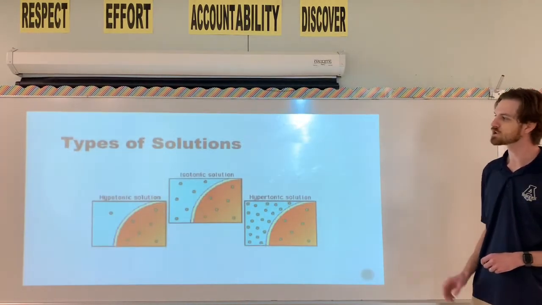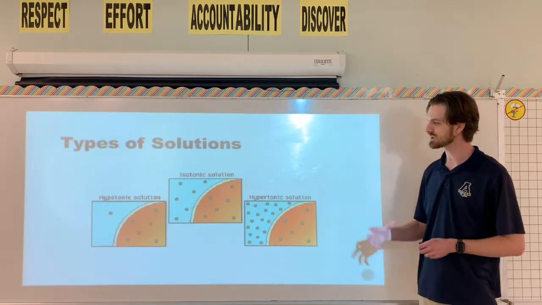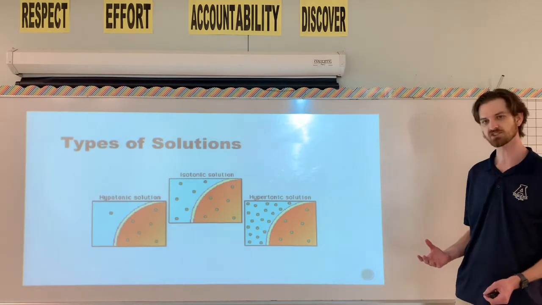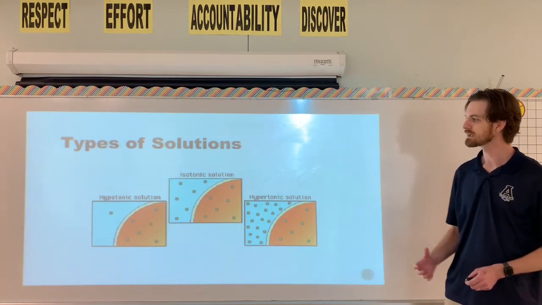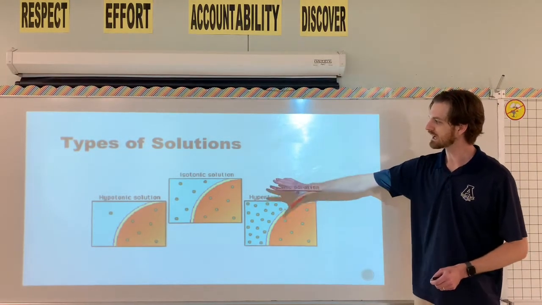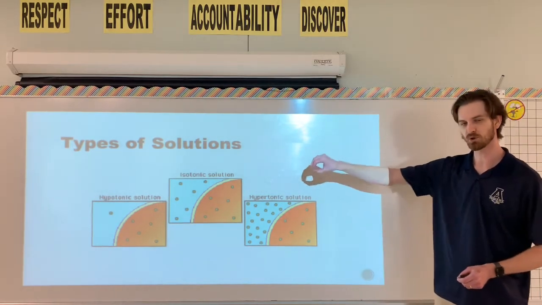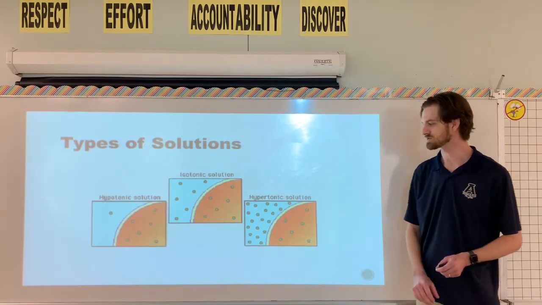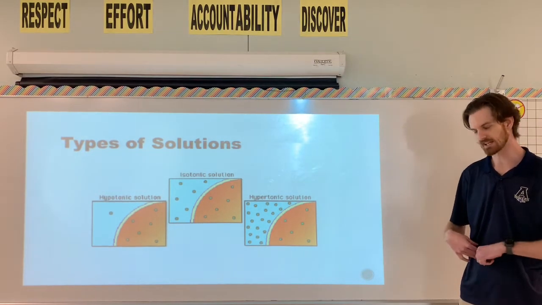All right, so again, the different types of solutions, kind of looking at them from left to right. The hypo, meaning I have less dissolved particles around the cell than inside the cell. Iso means I have equal particles on both sides of the cell, inside and out. And then hyper, I have a lot more particles outside the cell than I do inside the cell.